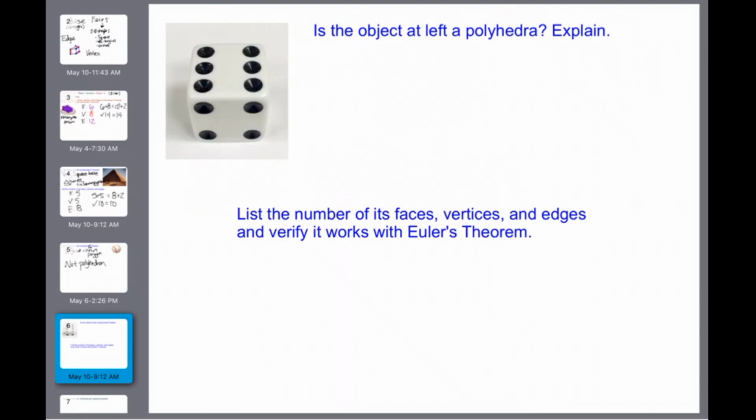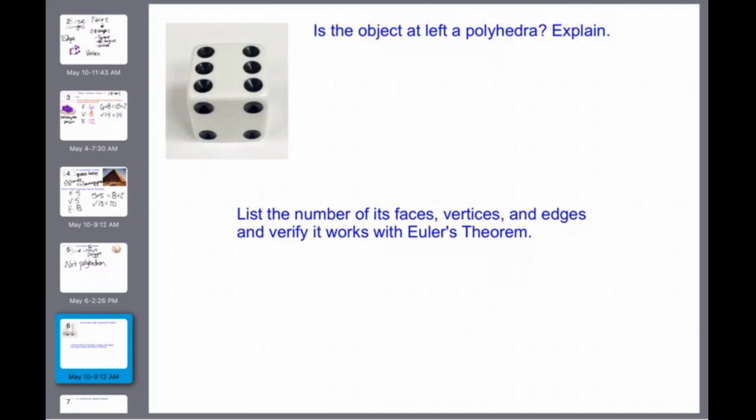All right, let's take a look at another problem. So here we have a standard 6-sided die, and we want to know if this object is a polyhedra, and we want to be able to explain it. If you have a die lying around from a board game or something, you can go get one and examine it. Tell me if it's a polyhedra or not. I do want you to pause the video. You don't have to find a dice, but I do want you to think about it. As well as, if it is, list its faces, vertices, and edges and see if it works in Euler's theorem. So again, pause the video, try it out, then you can restart when you're done.